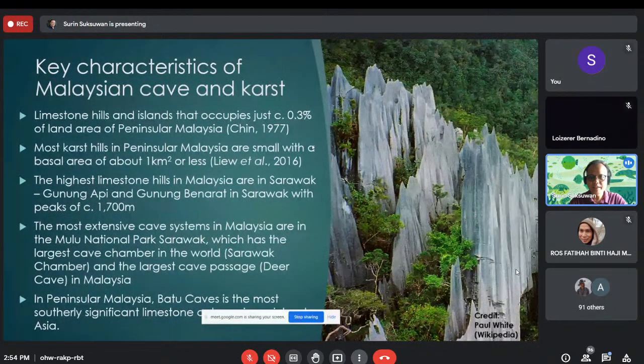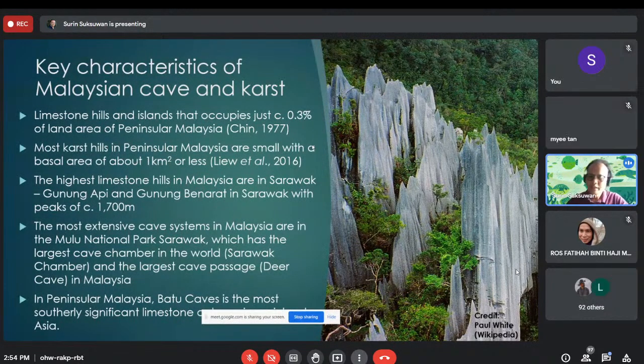And the other significant thing about limestone or karst in Malaysia is that we have the southernmost limestone areas in mainland Asia. Peninsular Malaysia is already right at the southern tip of the Asian landmass, not counting the islands of Indonesia and so on, right? So on the mainland, we have the southernmost limestone outcrop, and Batu Cave is the southernmost and significant one. As I mentioned, there are one or two areas further south, but they're very small. So Batu Cave is the most significant one in the south.